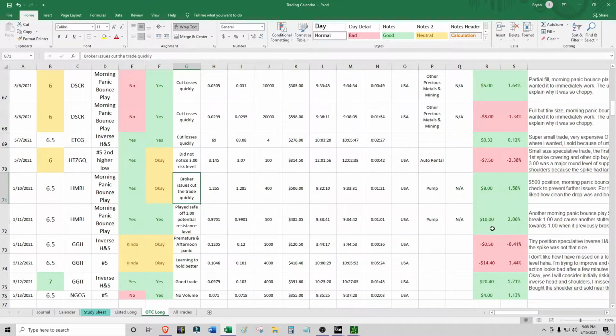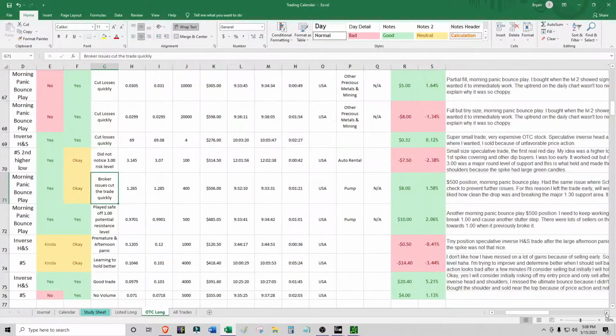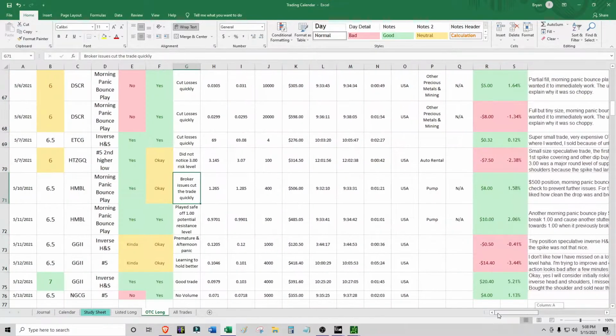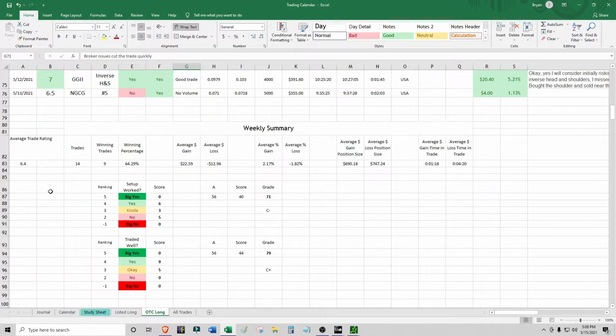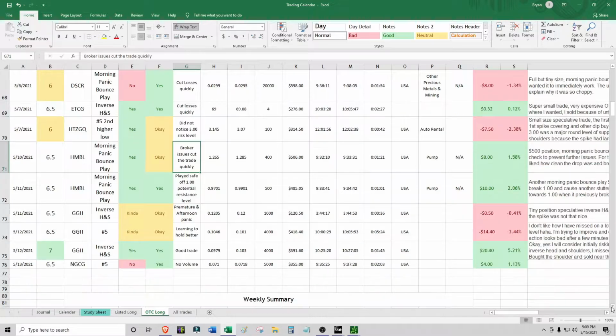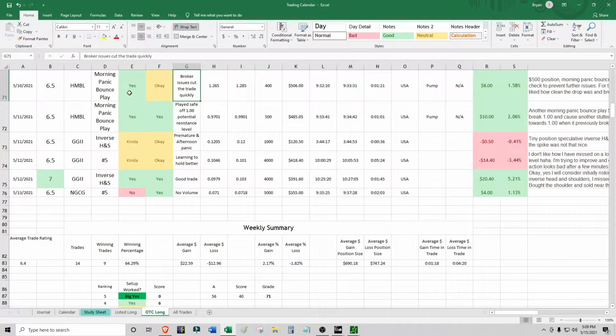Broker issues, cut the trade quickly. I'm curious to see what the broker issues were. Didn't know if Schwab filled my order or not. Yeah, I did find a faster way to resolve that, so I don't think that'll be an issue anymore, but probably should have still held longer, or you know, just not have freaked out really. Just great lessons learned there. Just a lot better. And there we go.